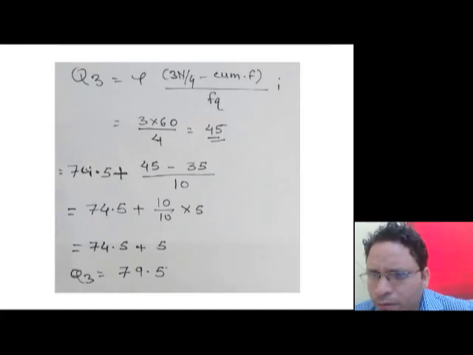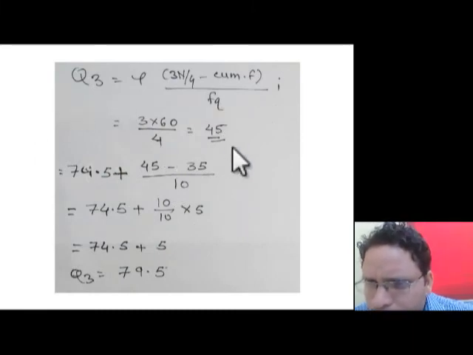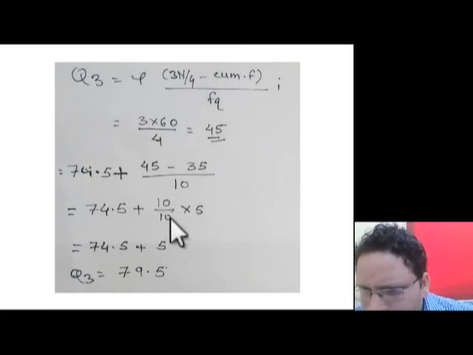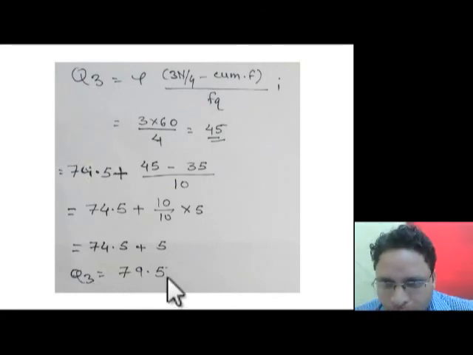Now move to the formula and put all the values. So here 74.5 plus 45, which we have calculated, minus our cumulative frequency 35, and our fq is 10, into 5. Now 45 minus 35 comes 10, 10 divided by 10 is 1, and into 5 it comes 5, so 74.5 plus 5, so Q3 comes 79.5. It's so simple. Now we have the value of Q3 and the value of Q1.